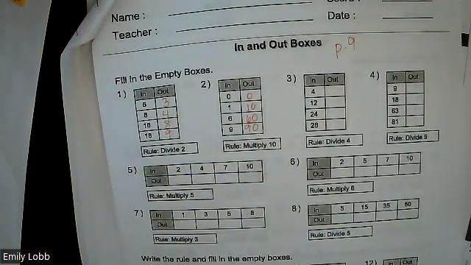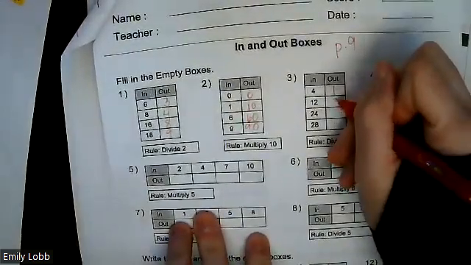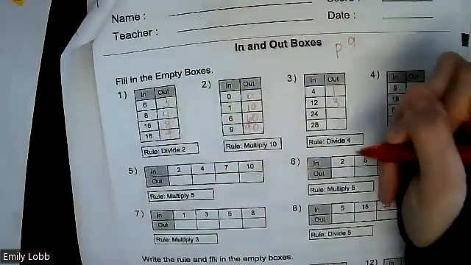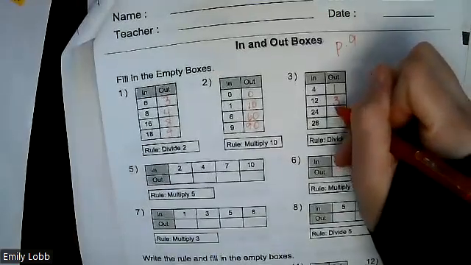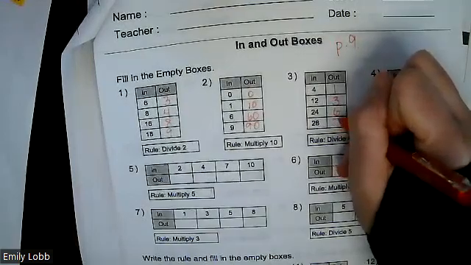Now we're going to divide by 4. So 4 divided by 4 is 1. 12 divided by 4 is 3. 24 divided by 4 is 6. And 28 divided by 4 is 7.